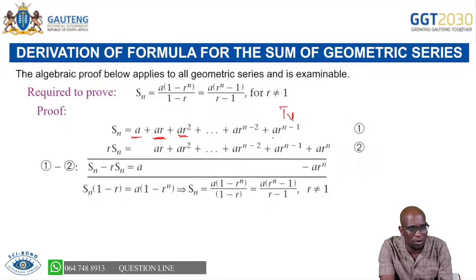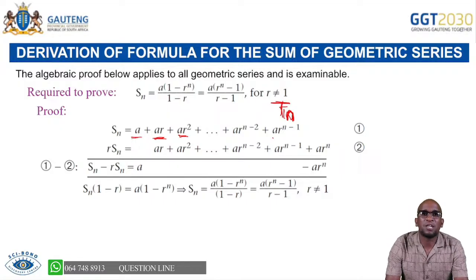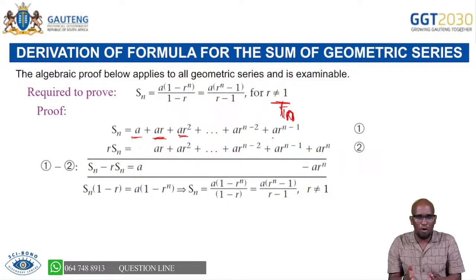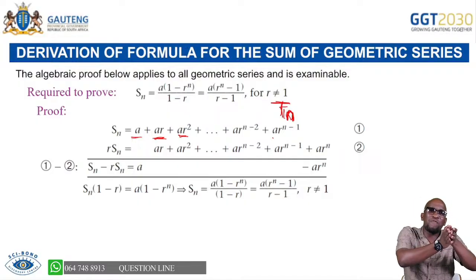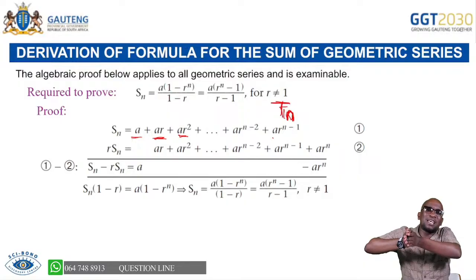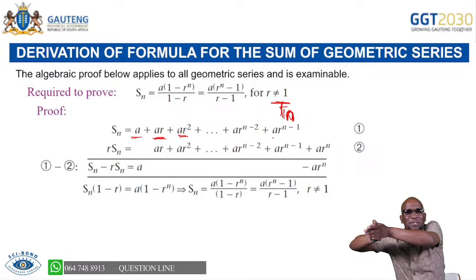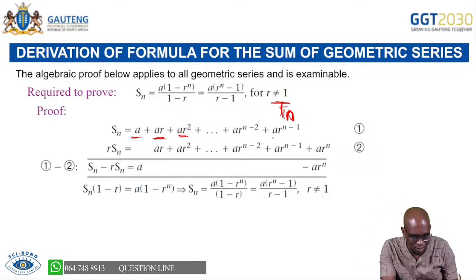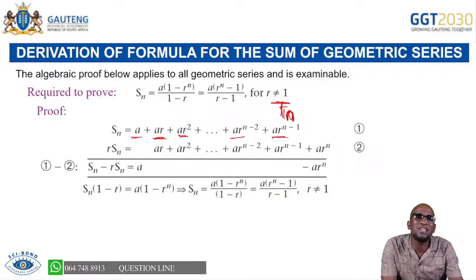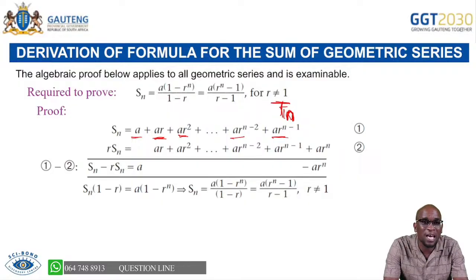Now the nth term, remember in arithmetic we called it L. Here we are not going to call the nth term L. So T sub n represents the nth term. If you go from the nth term, you take the term before. If you take the term before the nth term, you should divide by r. If you take the term before that preceding term, you should divide by r again. So that gives us a times r to the n minus 2, and the last term is a times r to the n minus 1.